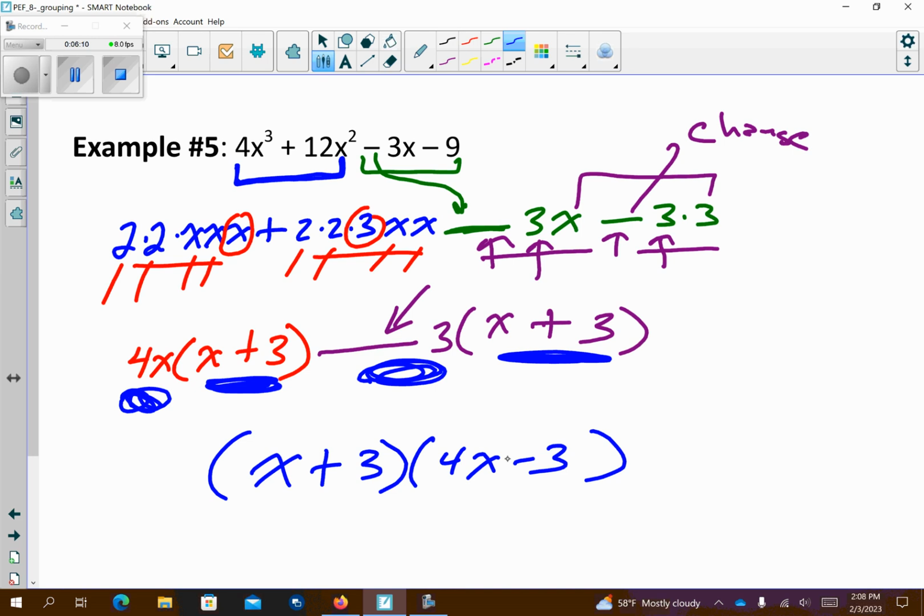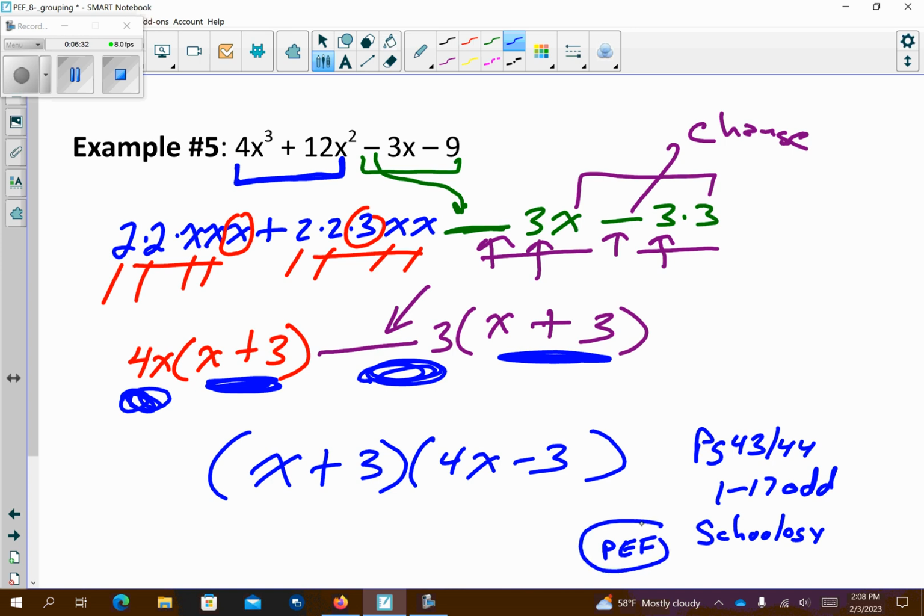So today's assignment will be page 43, 44. And I want us to do 1 through 17 odd, knowing that you can get onto Schoology and look into the folder under Algebra 1 of PEF. And we are on PEF number 8. And it'll give you the odd answers worked out if you get stuck, so double check it.